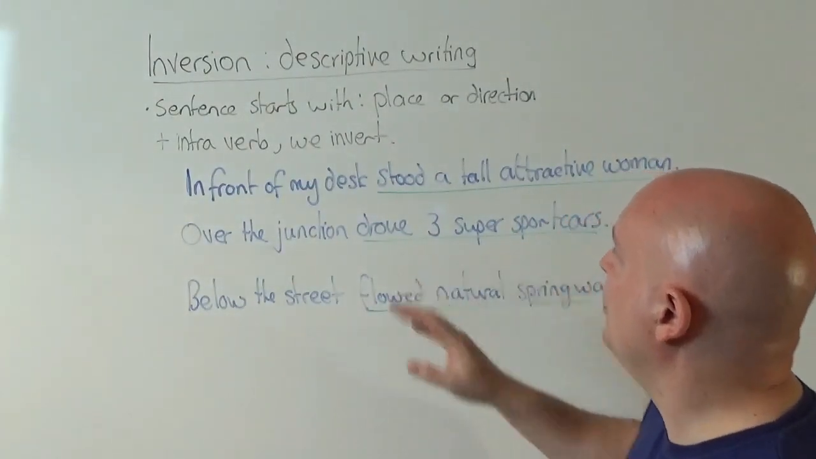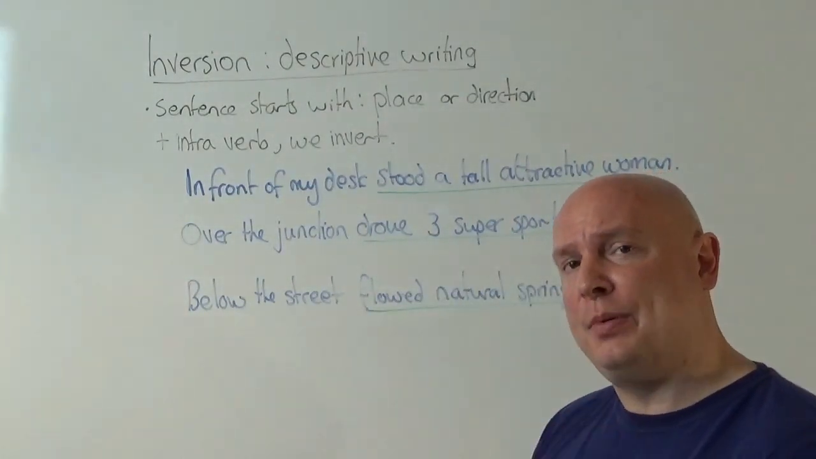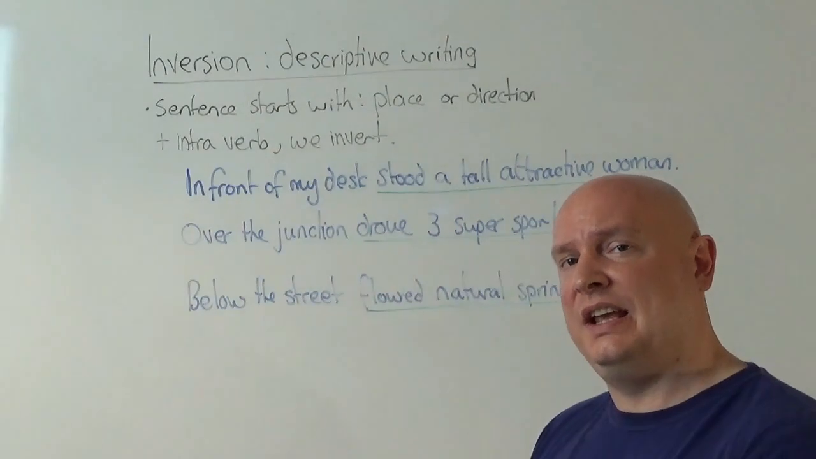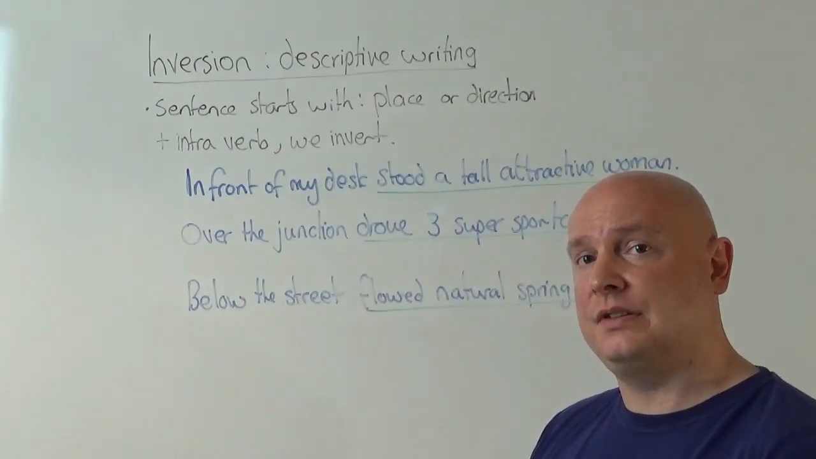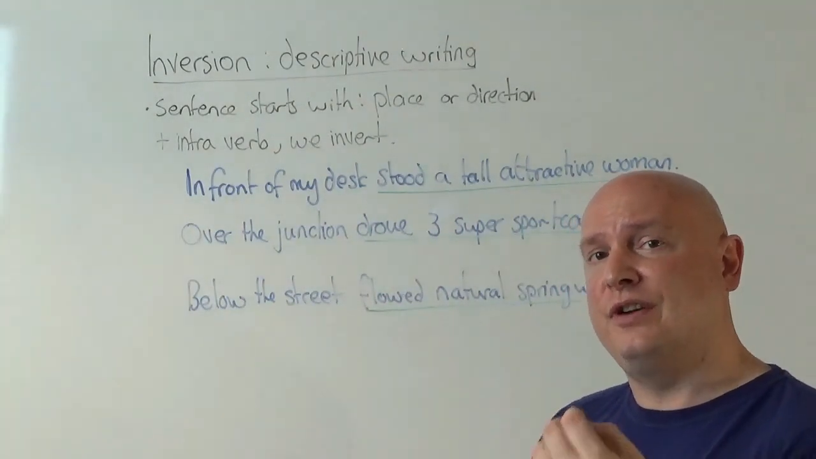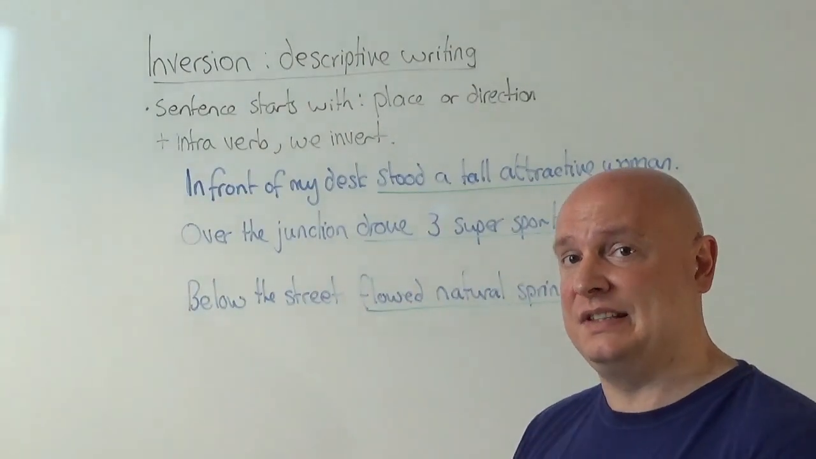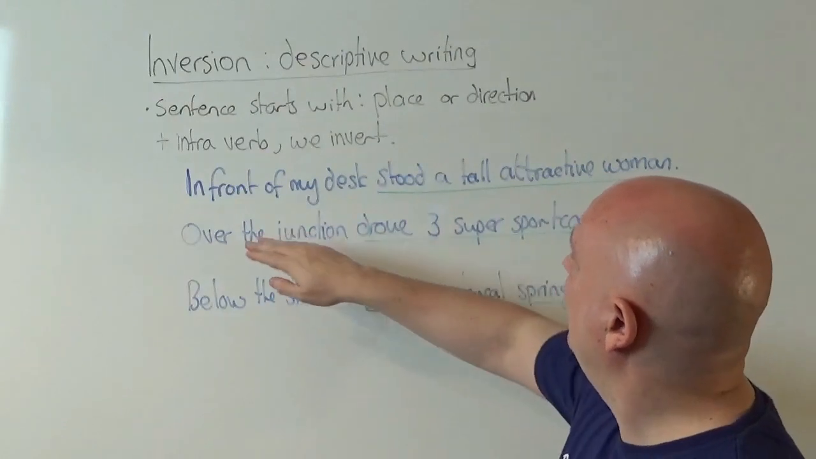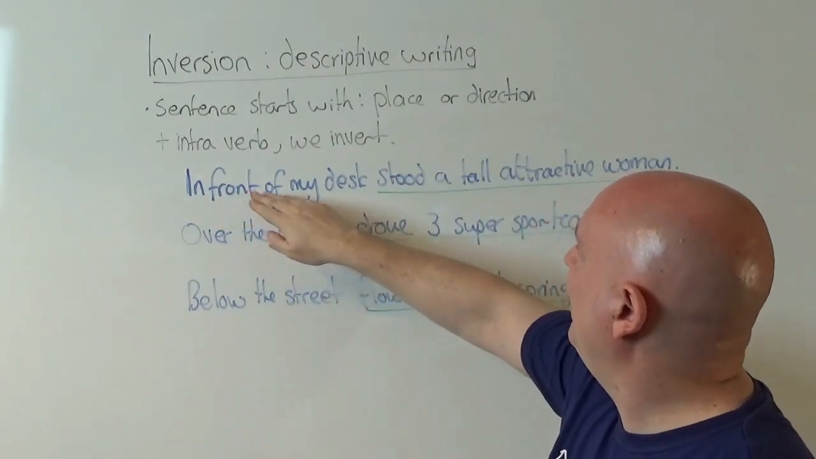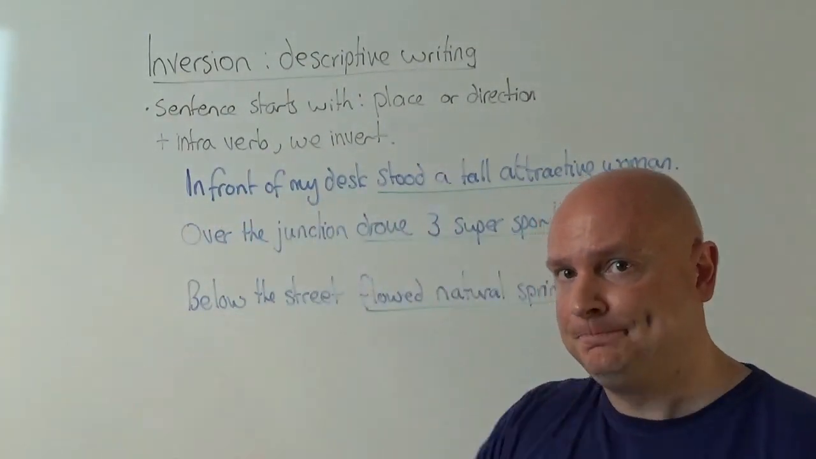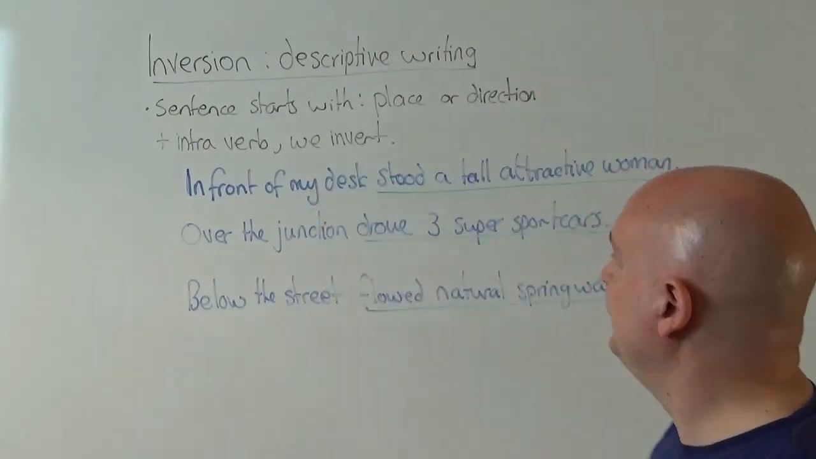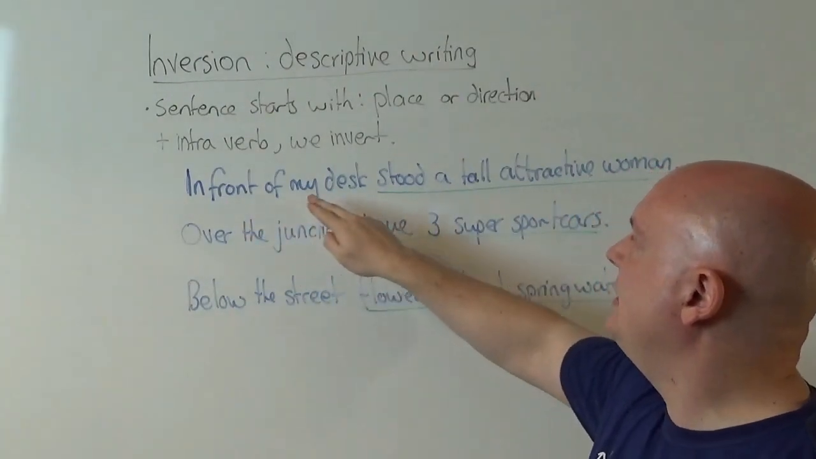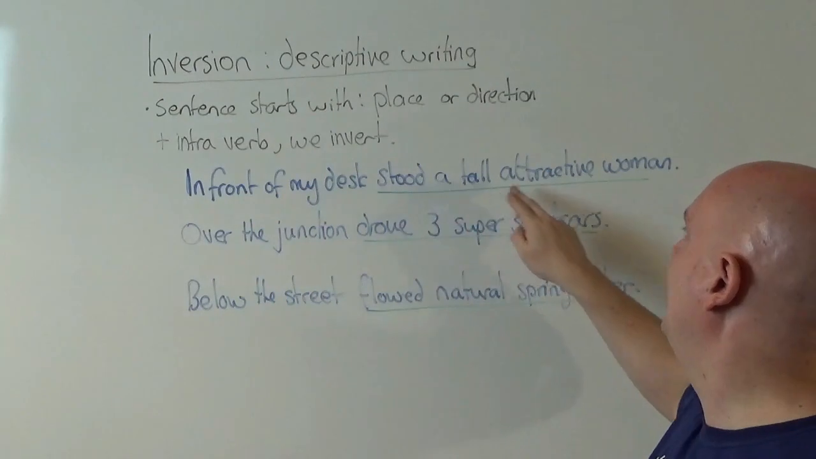Now, what we do, we take our verb and we put it in front of our subject. However, the verb needs to be intransitive. It only works with intransitive verbs. Plus, if we have an expression of place or direction. Here are these examples. In front of my desk stood a tall, attractive woman.